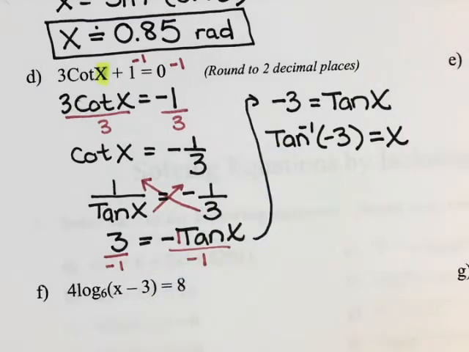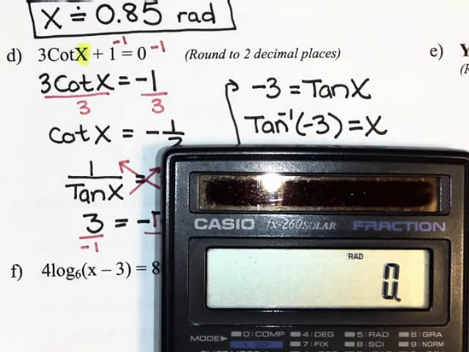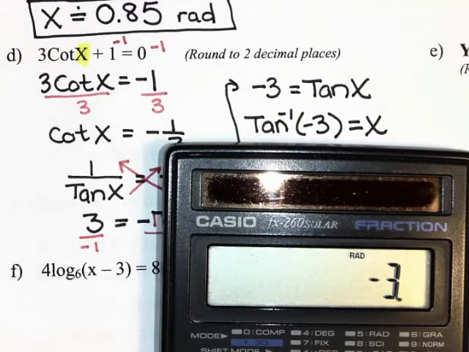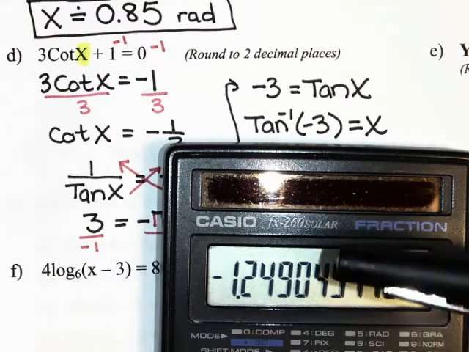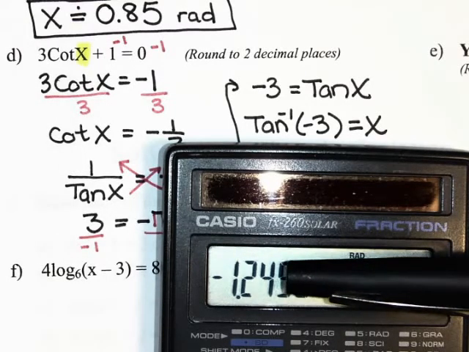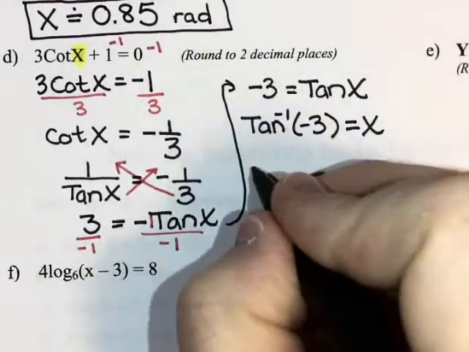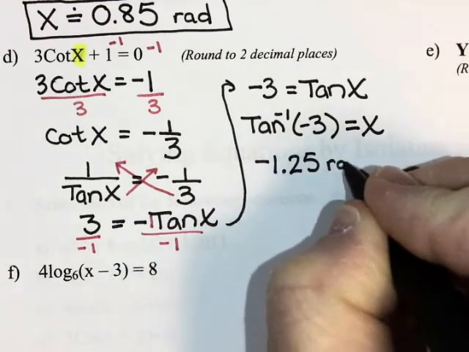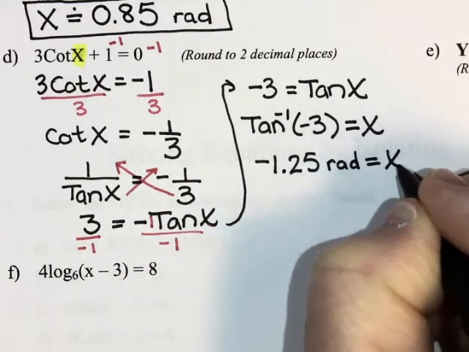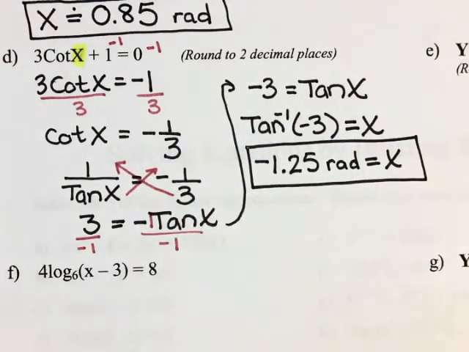So I am going to calculate this. So the inverse tan of negative 3. So on my calculator, I have to put the negative 3 in first, and then shift tan, and I get approximately negative 1.2. That is a 4, but the next number is a 9, so that would be negative 1.25. And it is an angle, so that is radians, which equals my x.